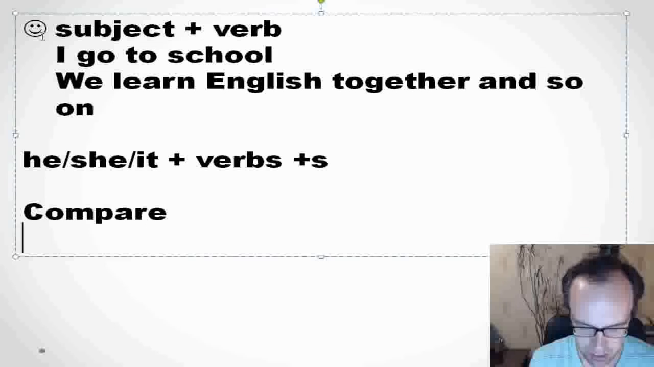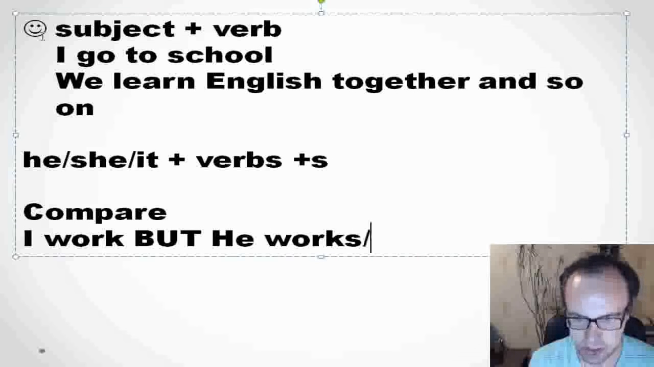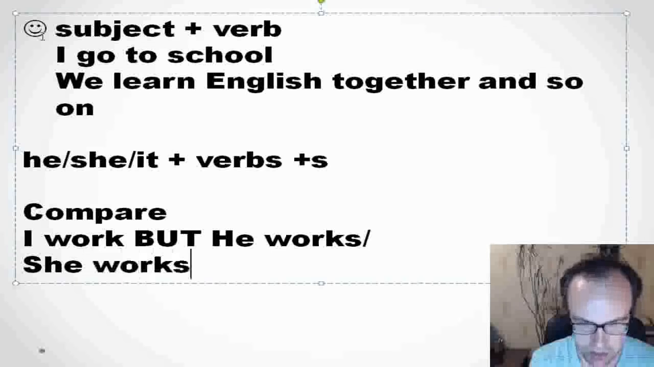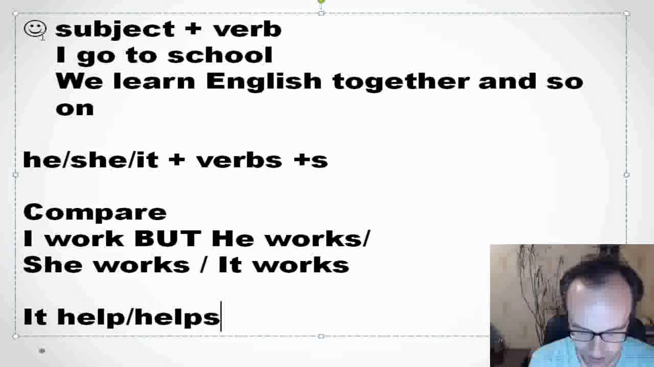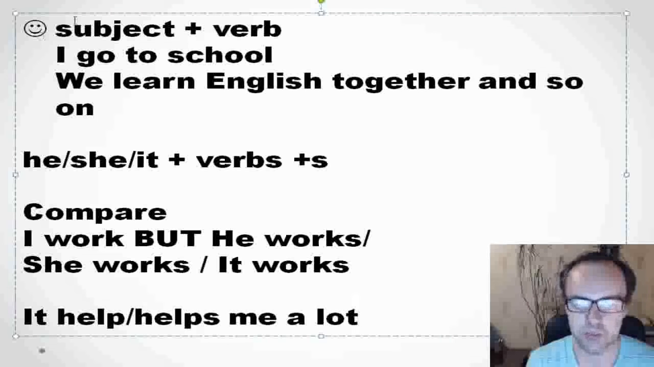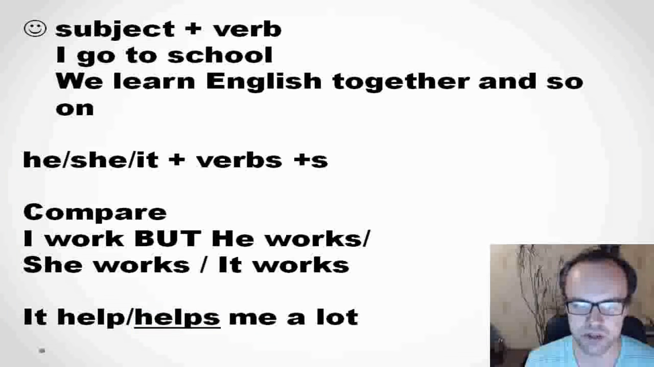Please compare. I work, but he works, or she works, or it works. For example, it help, or it helps me a lot? What is right? It helps, because he, she, it. So it's the first form.